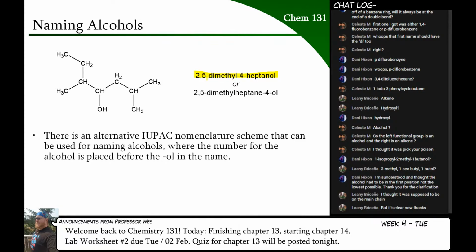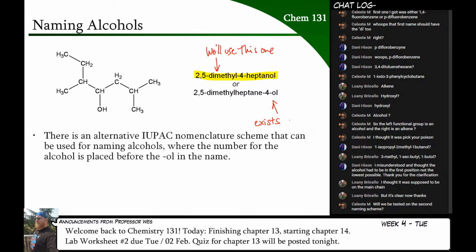But there is a second naming scheme that exists where we move the number in front of the "ol" to indicate where the alcohol is. We're going to use this one. This one exists, but you can ignore it. The only reason that I'm introducing this to you is because other materials are going to have this nomenclature, and so I do want you to have at least seen it. I will not test you on the second naming scheme. I will point out its importance, though.